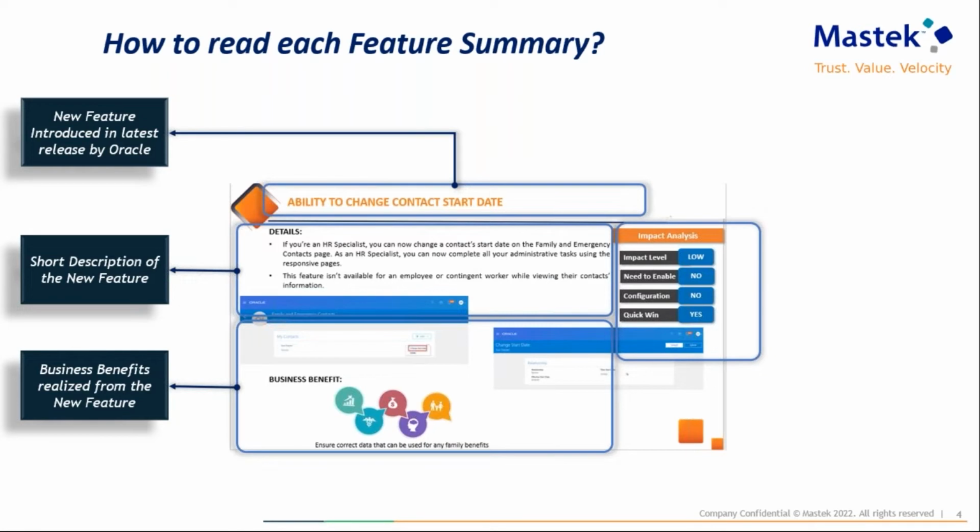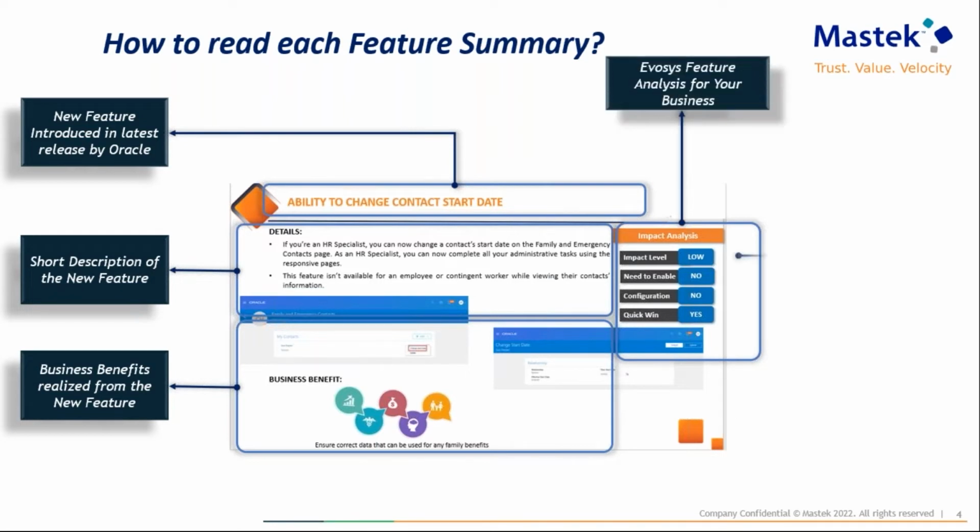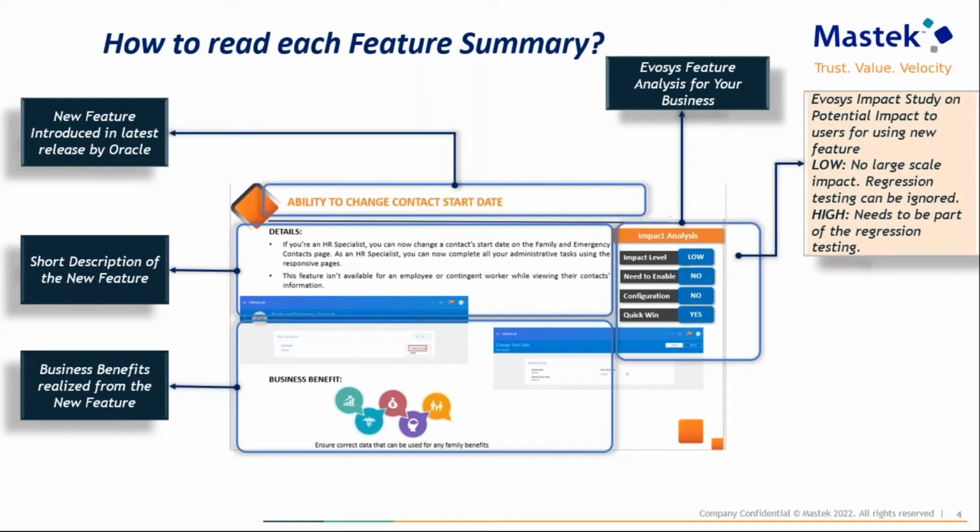There are 4 components where we have done in-depth analysis of the features which we're going to present to you today. The first one is impact level analysis, which demonstrates the impact on the end user. If it's a low impact, then regression testing can be avoided. If it's a high impact, then we need to offer regression testing.